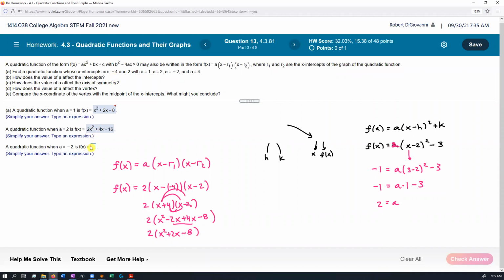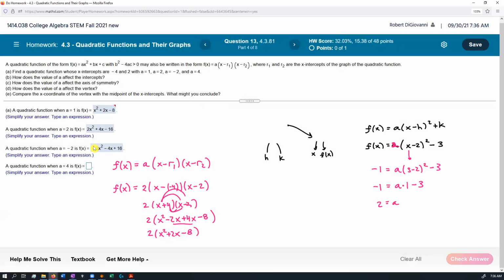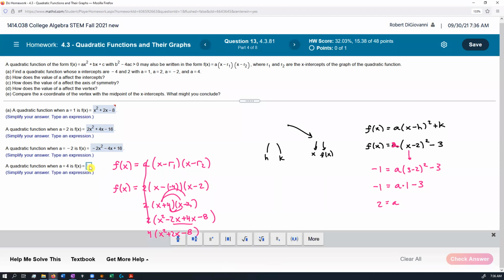So the next one says, what if a was -2? Well, then we put a -2 here and distribute a -2 through. So I think you can realize that that's just going to change these things to negatives. -2x squared minus 4x plus 16. And then the last is, what if this was a 4? If this right here had been a 4, then we distribute a 4 through, and that would give us 4x squared plus 8x minus 32.